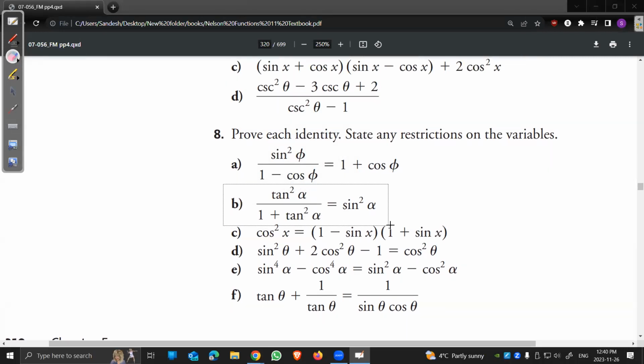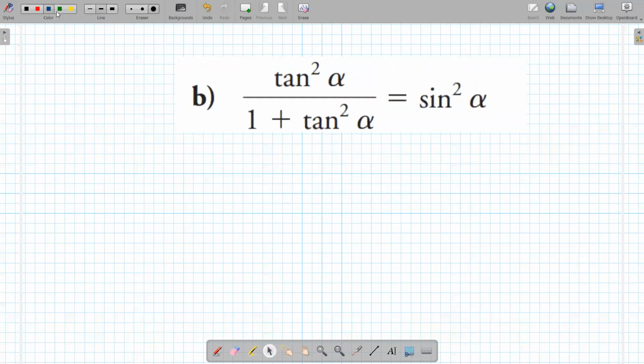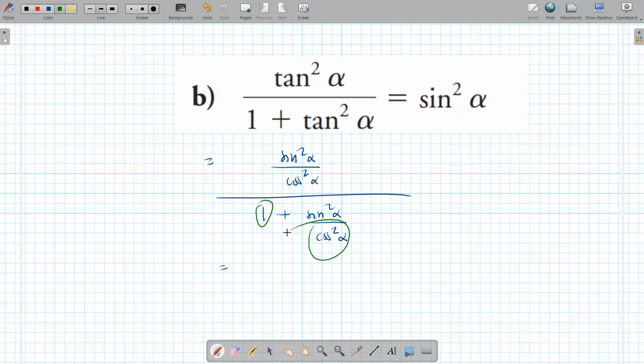For B, the only thing you can do is change the tan into sine over cos, and things are going to cancel out, and you're going to get sine squared. This is the only thing you can do on the numerator. On the denominator, this is the only thing you can do. Look at the denominator. What do we do between 1 and cos squared? There's only one thing you can do between them, and that is to take a common denominator, right? Of cos squared.